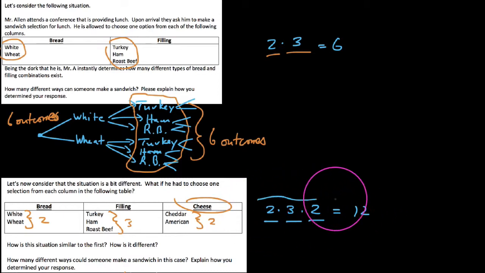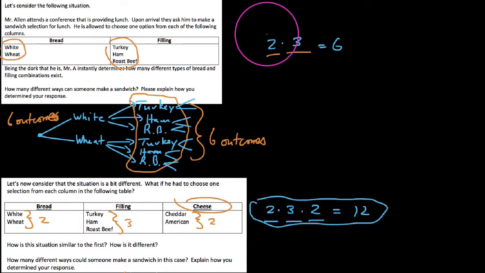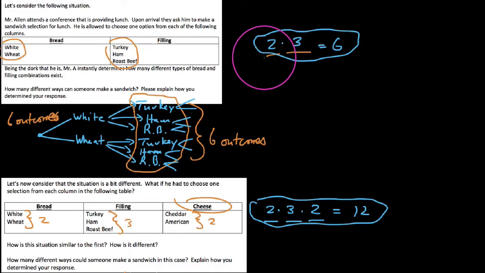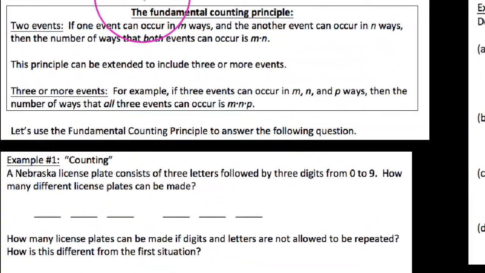This method of finding the total number of possible outcomes for a given situation, we give it a name and call it the fundamental counting principle, or you'll see it abbreviated sometimes in textbooks as FCP. Let's go ahead and try to generalize this. This is a very specific case, but it says 2 events. If I have 2 things that I'm choosing, say bread and filling, and one event can occur in m total ways, this is the number of ways that the first event can occur, and another event can occur in n total ways, then what is the total number of ways that both events can occur?